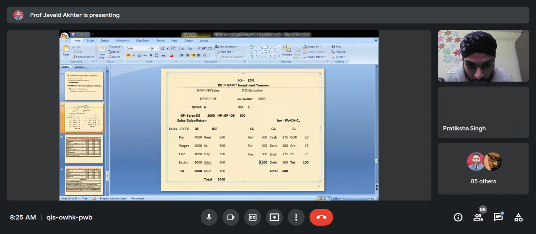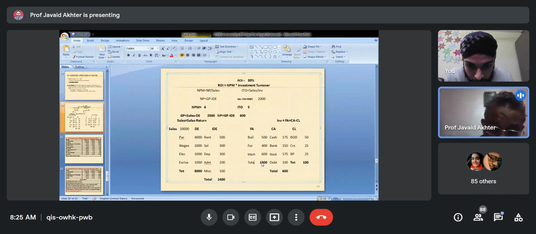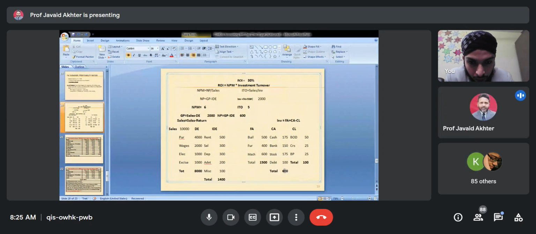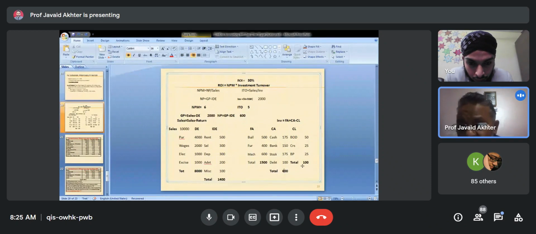Your fixed assets total. Let me write here. Total fixed assets are 1500. Same thing is good for your total current liabilities also. Current liabilities. This 600 is automatic. This 100 is automatic. This 1500 through formula. All this through formula. Okay. Then move on upside.